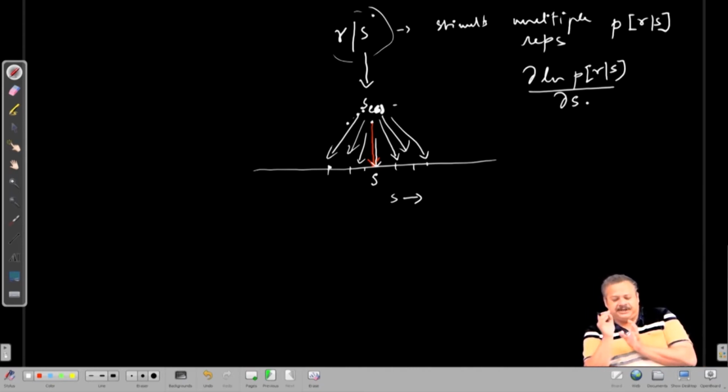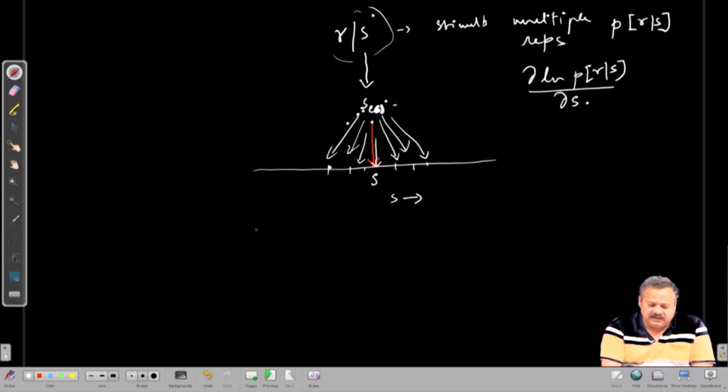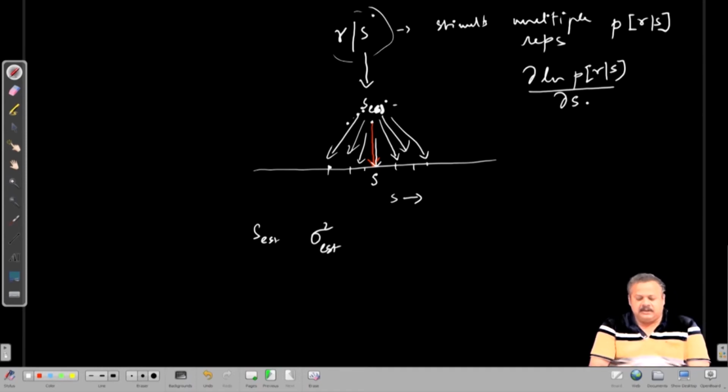However, here we will change the idea slightly and talk about it in a different manner. We will say that any estimator has an associated variance. Let us call that sigma square estimate, that is the variance of the estimator.